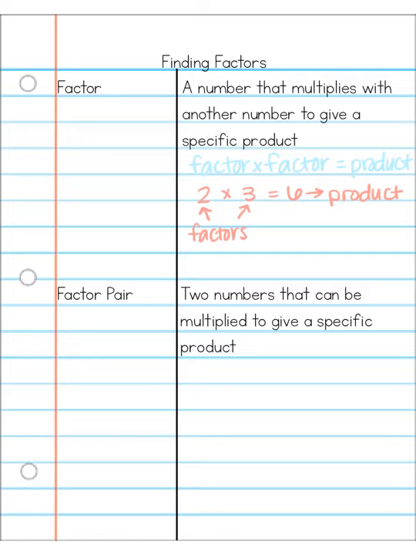A factor pair is two numbers that can be multiplied to give a specific product. So when I look at 2 times 3, 2 and 3 are a specific factor pair that will give me a product of 6.